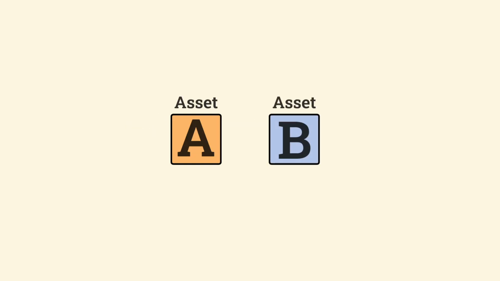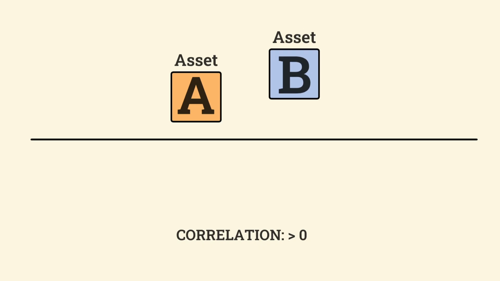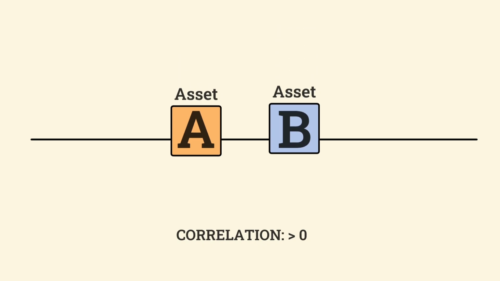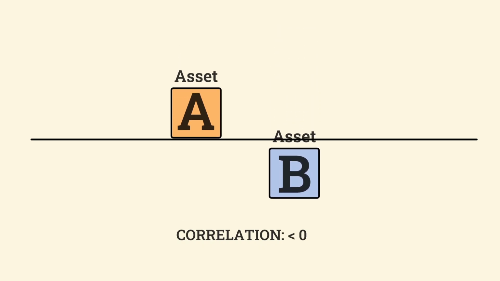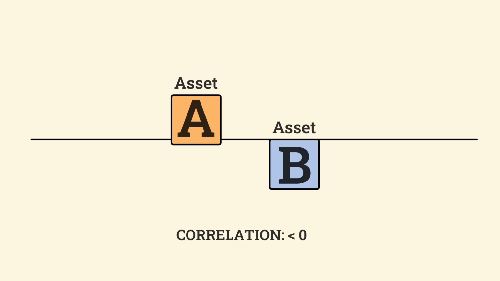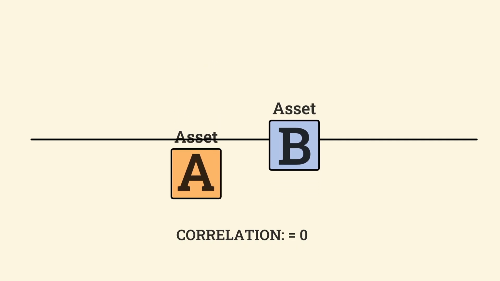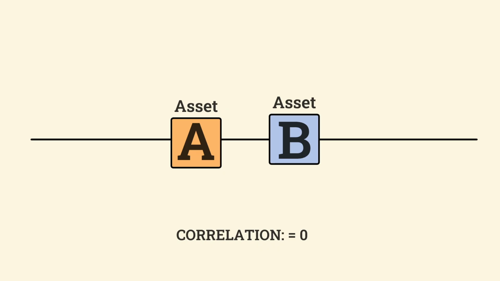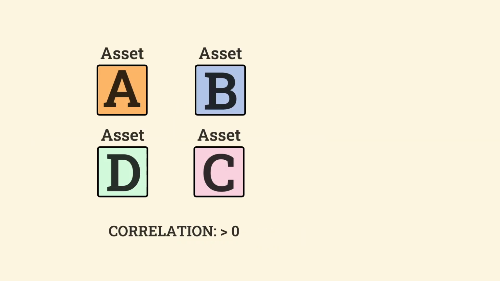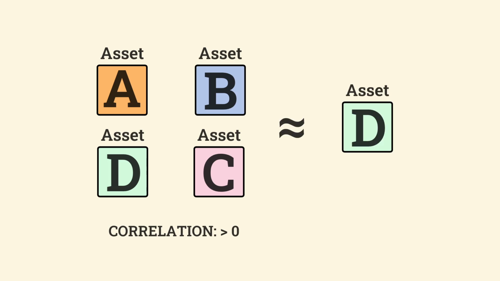If both assets tend to move in the same direction at the same time, they have a positive correlation. If one tends to go up while the other goes down, they have a negative correlation. And if their movements don't show a consistent relationship, then their correlation is close to zero. If you combine assets that are highly correlated, you're not really diversifying. You're just holding variations of the same thing. If you combine assets with low or negative correlation, their movements can offset each other.